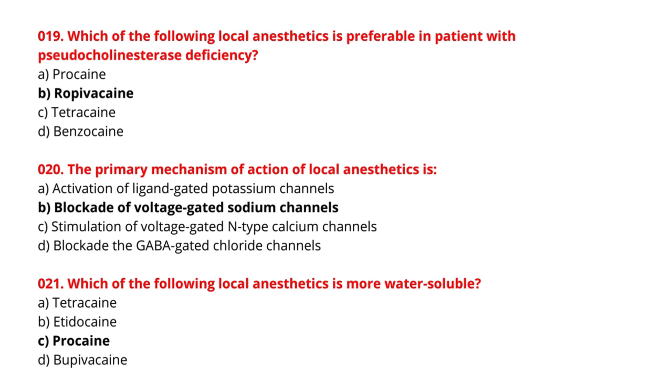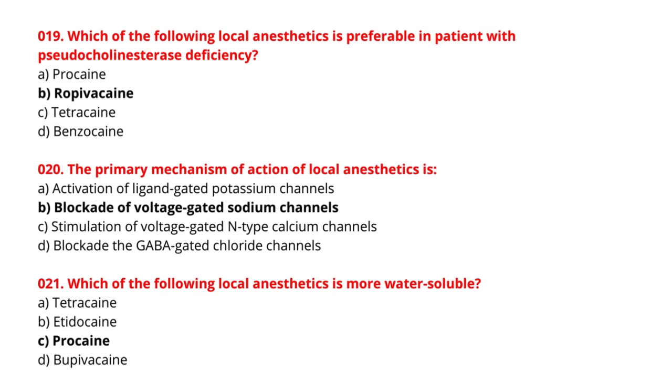020. The primary mechanism of action of local anesthetics is A. Activation of ligand-gated potassium channels. B. Blockade of voltage-gated sodium channels. C. Stimulation of voltage-gated N-type calcium channels. D. Blockade of the GABA-gated chloride channels. Answer is B.